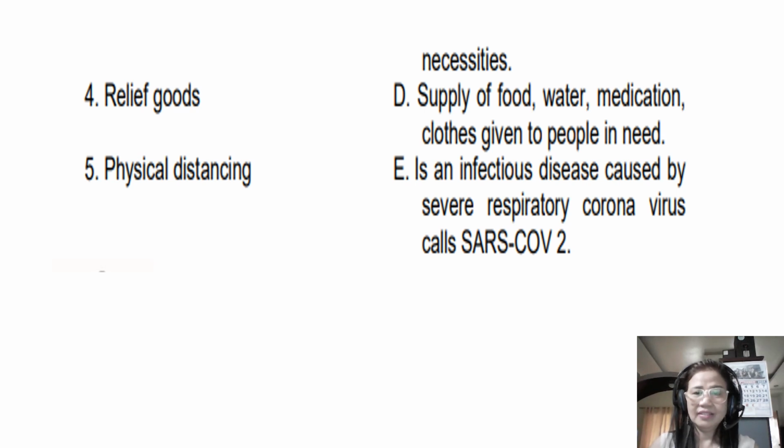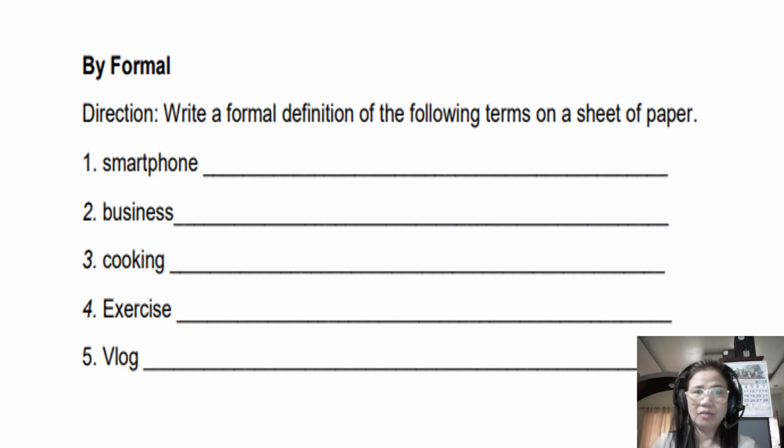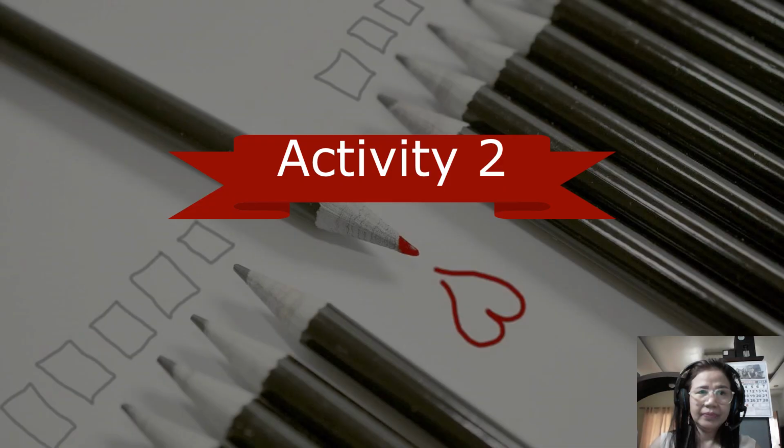All right, so let's do activity number 2. For formal definitions, you have to find the meaning of each term using the Merriam-Webster dictionary, or you can Google them. You can search the meaning of it using the internet. So write a formal definition of the following terms on a sheet of paper. Please use your notebook. We will be checking them on our next meeting when face-to-face classes start again. All right.